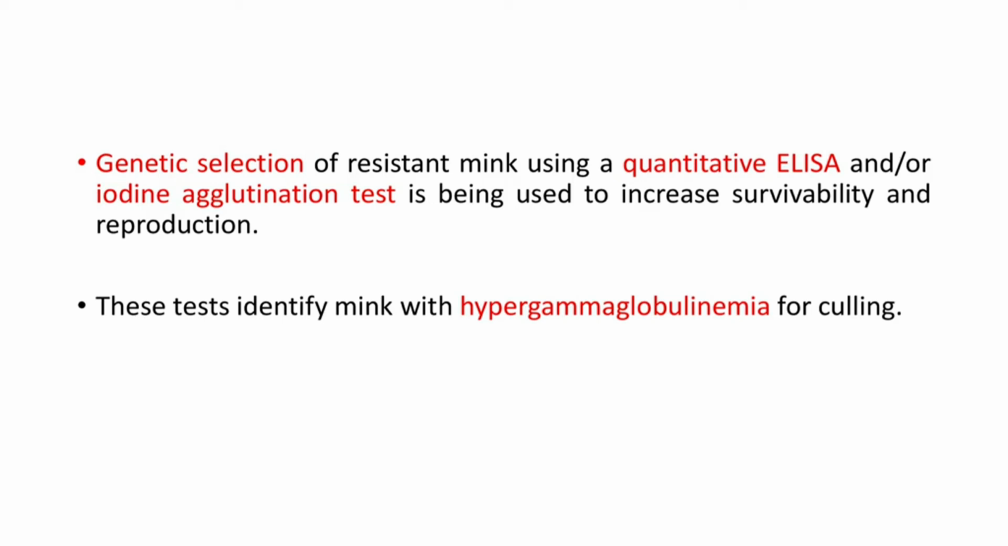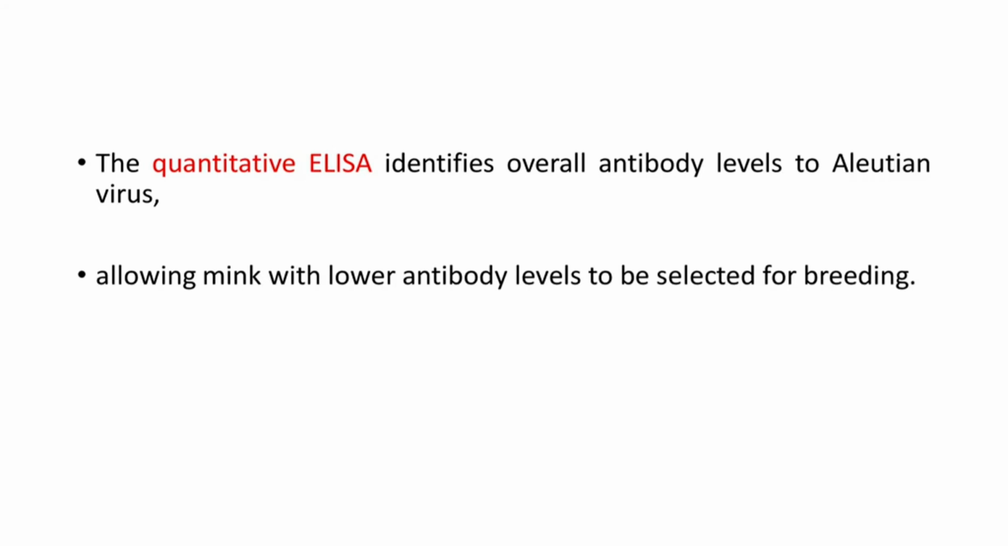Genetic selection of resistant mink using a quantitative ELISA and or iodine agglutination test is being used to increase survivability and reproduction. These tests identify mink with hypergammaglobulinemia for culling. So, test and slaughter policy is used in this disease. The quantitative ELISA identifies overall antibody levels to Aleutian virus, allowing mink with lower antibody levels to be selected for breeding.